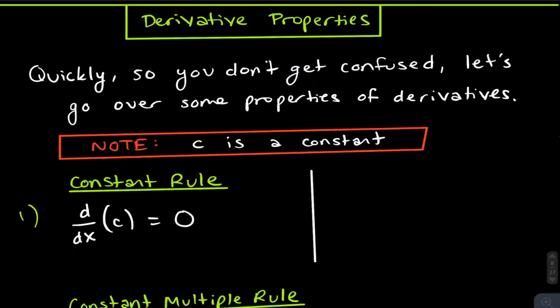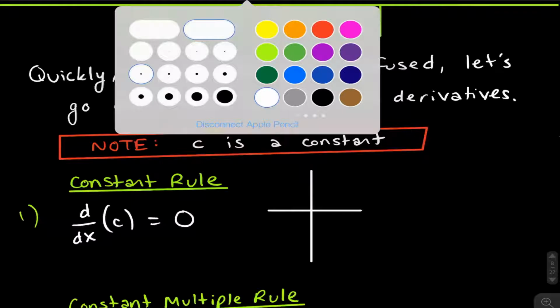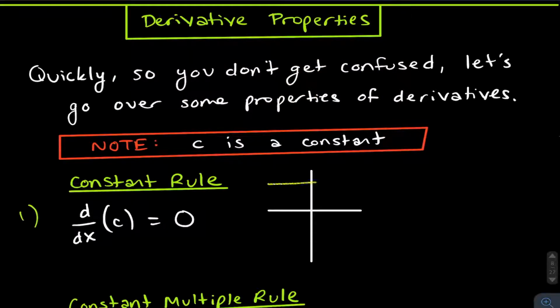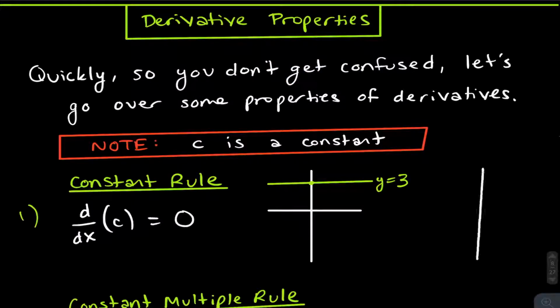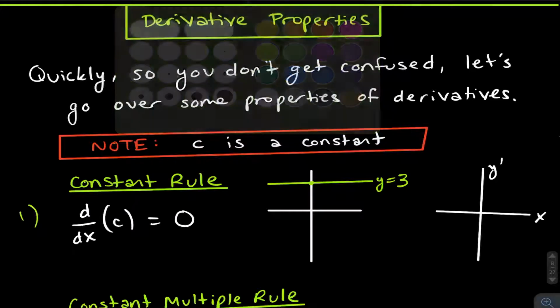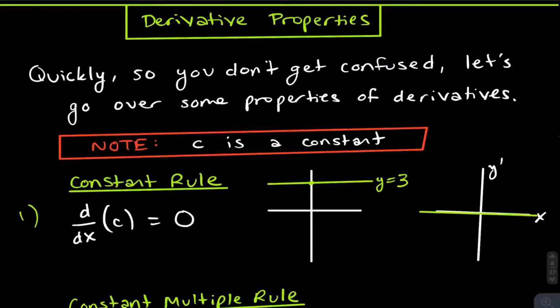If we have our axes here, let's say we have y equals 3. This is y equals 3. What's the slope of this line? Well, it's 0, right? So our derivative graph is just going to be 0 for every x, right? So let's actually graph that one. This will be a y prime axis, this will be x. It's just going to be 0 for every x, right?